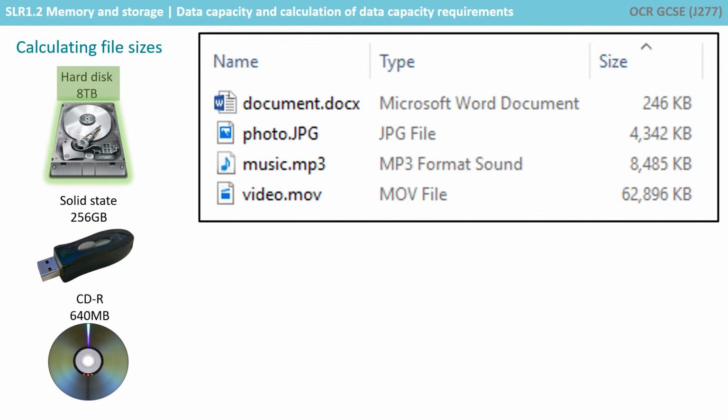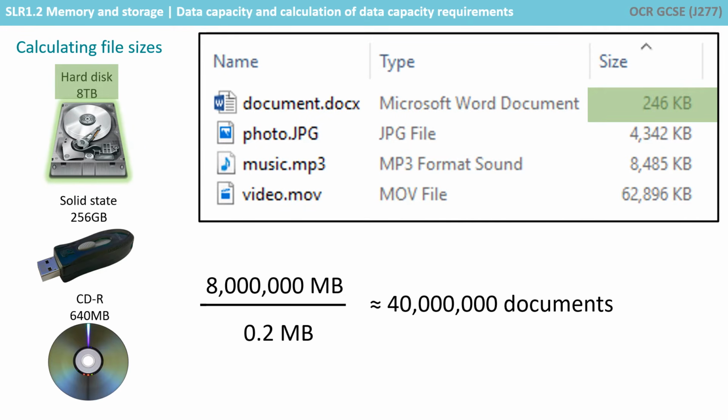So let's consider an 8 terabyte hard drive, which can store roughly 8 million megabytes. If our document file is 246 kilobytes, then that's roughly 0.2 megabytes. We can easily divide one by the other to work out how many files we could store on this drive. So let's have a look at a few more examples.